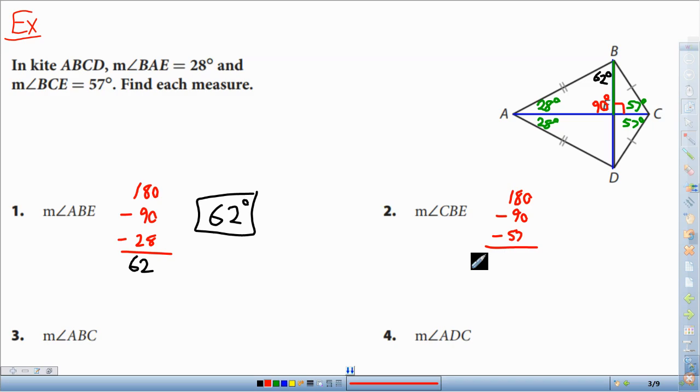As always, you can see triangles always come back. It's literally the building blocks of geometry. It looks like we're getting 33 degrees for the measure of this missing angle.